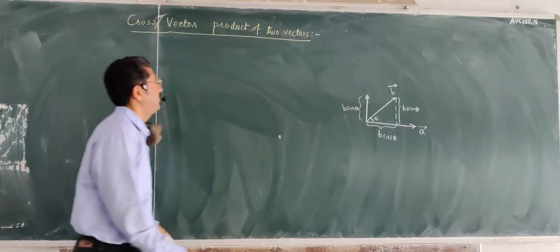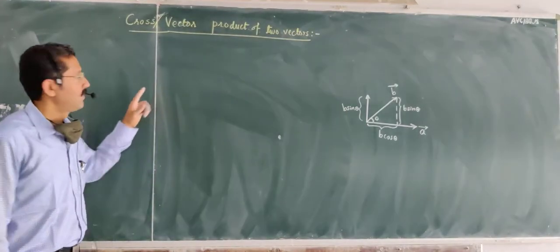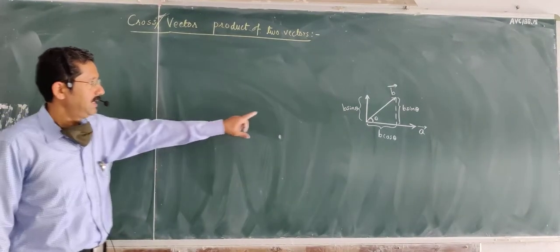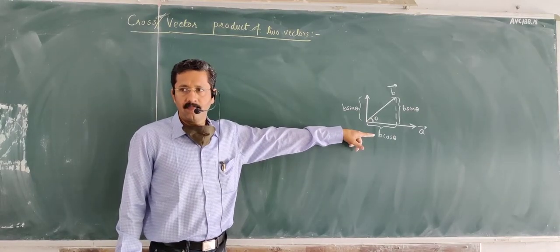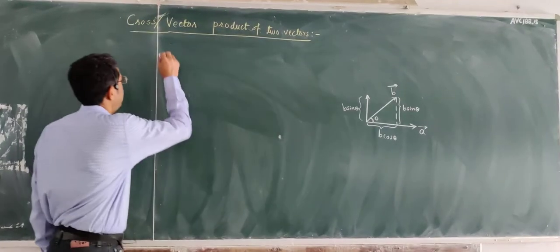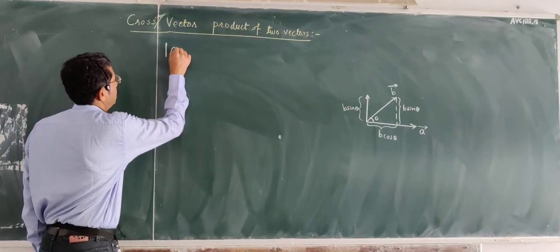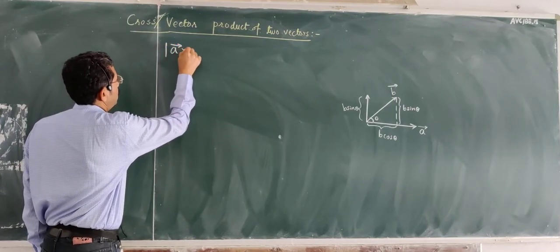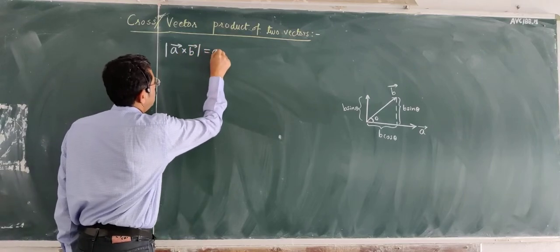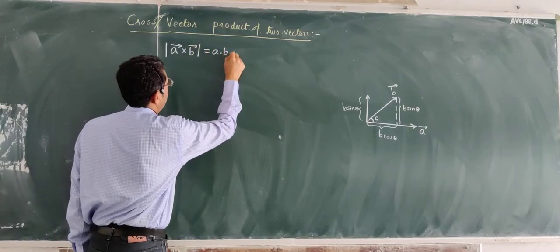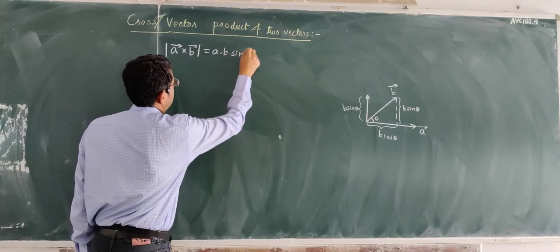So if you have two vectors, vector A and vector B, such that theta is the angle between them, then the magnitude of cross product, we say that the magnitude of A cross B is given by A into B into sine of theta. That is how it is supposed to be.